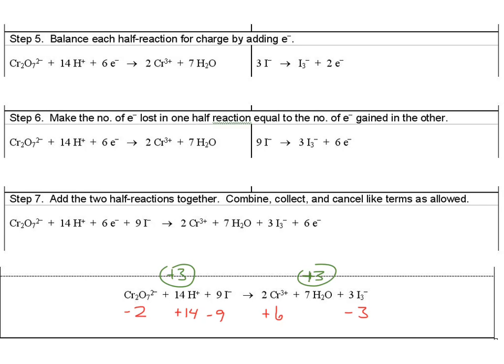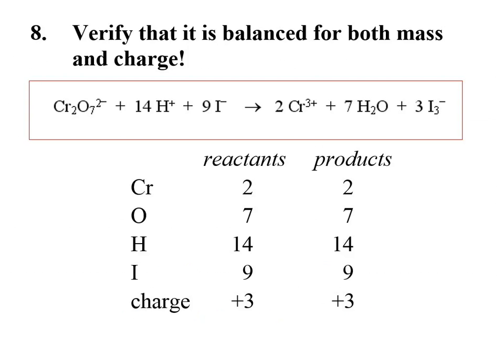So the charge looks great. And actually, we have the same number of chromiums. Let's check it. We have 2 chromiums over here, 2 chromiums over here. Oxygens, it looks like we have 7 and 7. Hydrogens, we have 14 and 14. And iodines, we have 9 and 9. So that all looks good. Ding, ding, ding, ding, ding. Okay, so that's step 8. Make sure everything looks fine. Any questions about that?